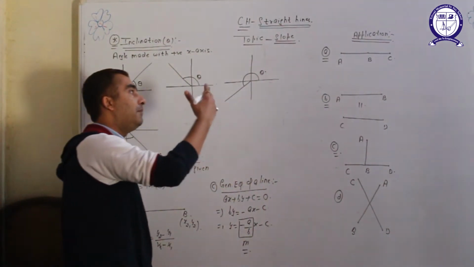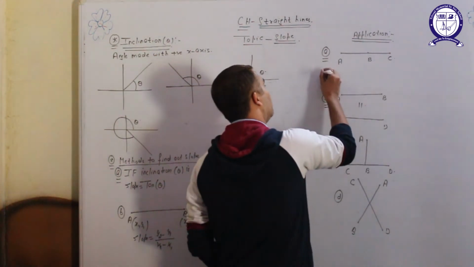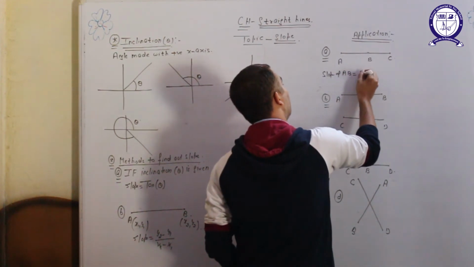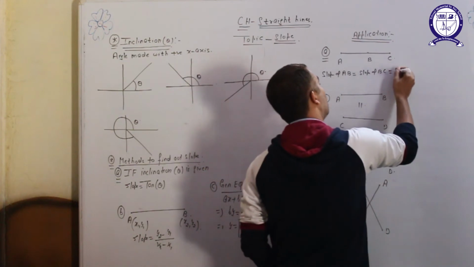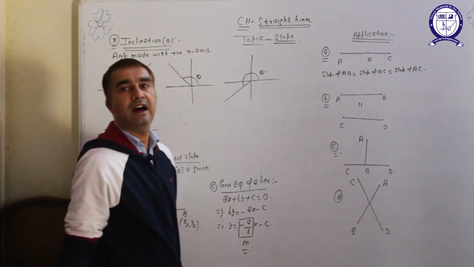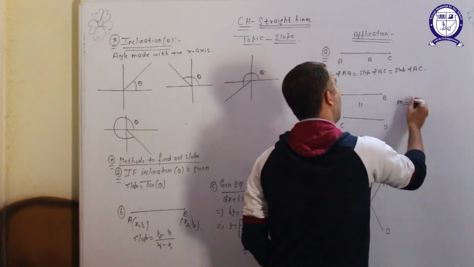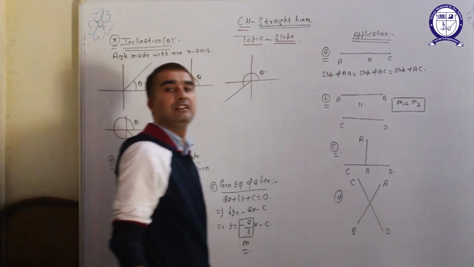Now, there are some applications of the slope. If points are collinear, then in terms of slope, the slope of AB is equal to the slope of BC is equal to the slope of AC. If two lines are parallel, then it means their slopes will be equal: m1 is equal to m2, the slope of the first line is equal to the slope of the second line.